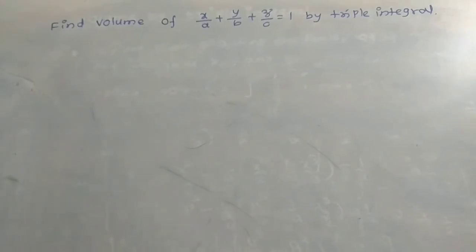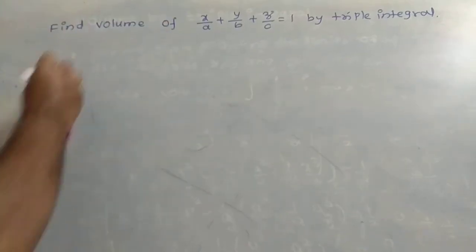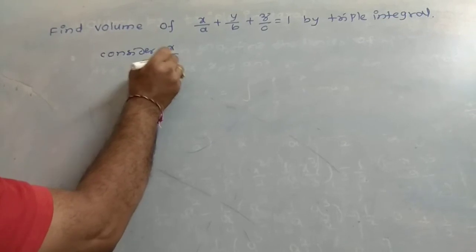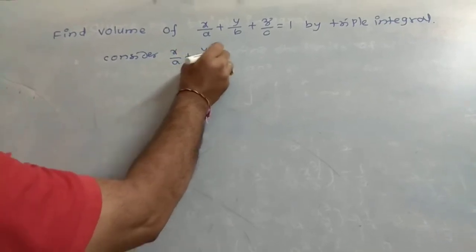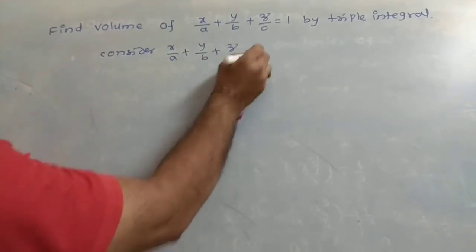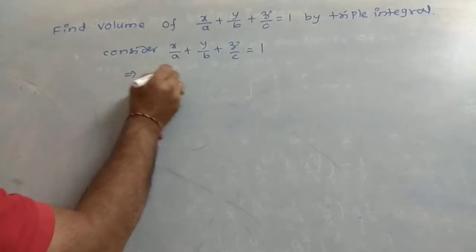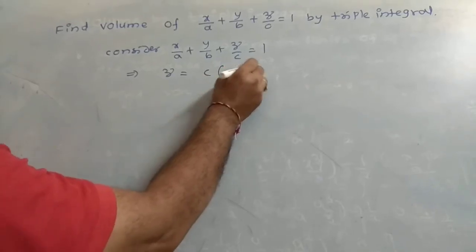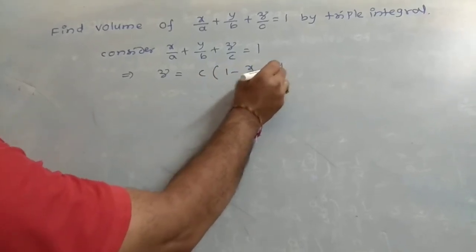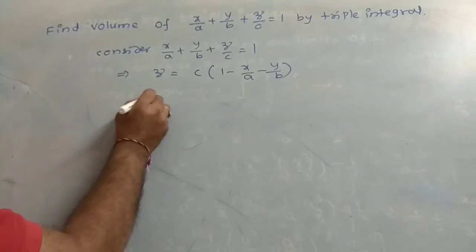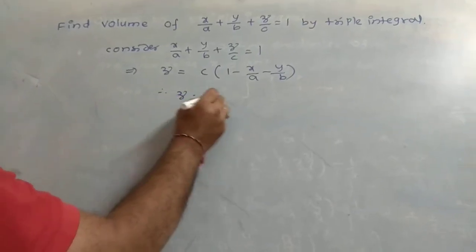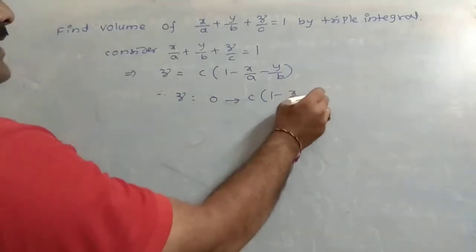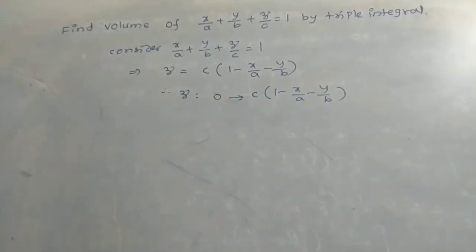In order to do that I am taking the given equation. What is the given equation? It is x by a plus y by b plus z by c equal to 1. From this you calculate only z. z equals c into 1 minus x by a minus y by b. Therefore the z limits are 0 to c into 1 minus x by a minus y by b. So the z limits are over.